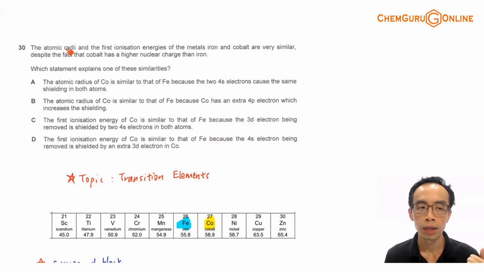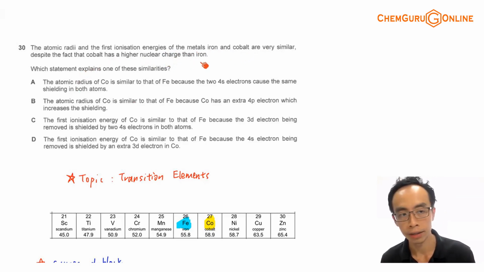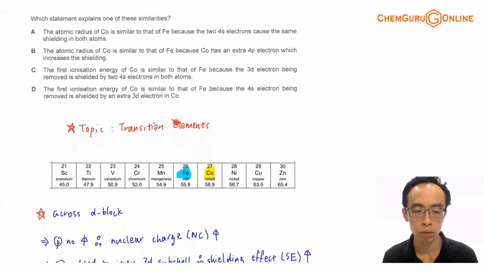Now question 30: the atomic radii and the first ionization energies of the metals iron and cobalt are very similar, despite the fact that cobalt has a higher nuclear charge than iron. So which statement explains one of these similarities? So we have 4 options. Later we will run through each one of them.